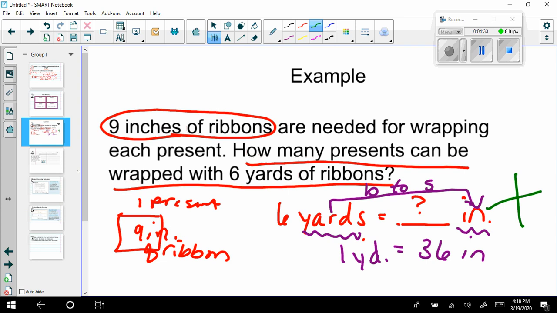So now we're ready for that fourth step, which is solve the equation. Everything we need is right here in front of us. We're going to take 36 times 6. 6 times 6 is 36. 6 times 3 is 18, plus 3 is 21. So we have 216 inches are in 6 yards.